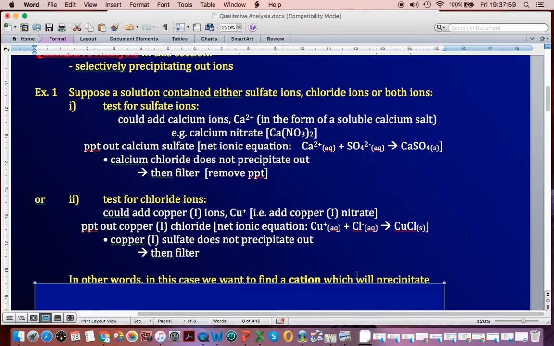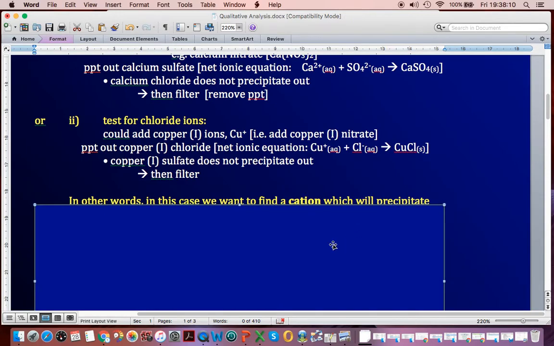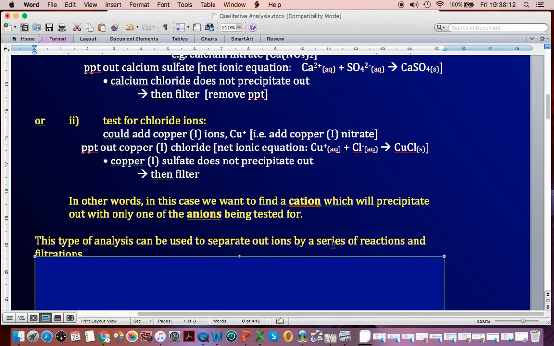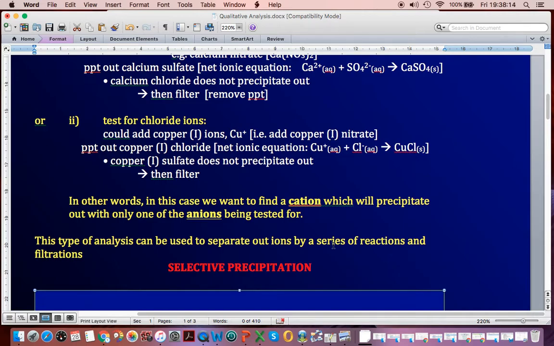Now typically that's not exactly how we do the question. Normally it gets easier as we go along, because once you take out one ion, you don't have to worry about it again. It's gone. And then you can go after the next one. So we want to precipitate out one ion at a time. In this case we had negative ions, so we had to add positive ions, which are called cations, to do that. And for us, this is called selective precipitation. That's the kind of qualitative analysis we're going to do.